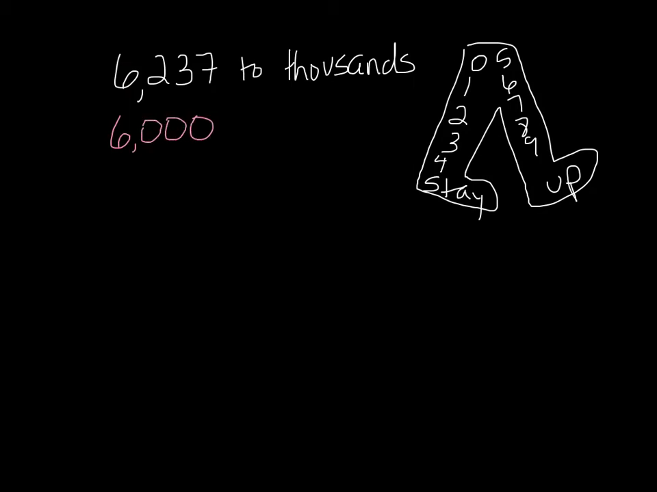So 6,237 rounded to the thousands place is 6,000. Basically saying that if you had to choose between 6,000 and the next 1,000, 7,000, which is this closer to, well, it's closer to 6,000 than it is 7,000. That's the rounding.